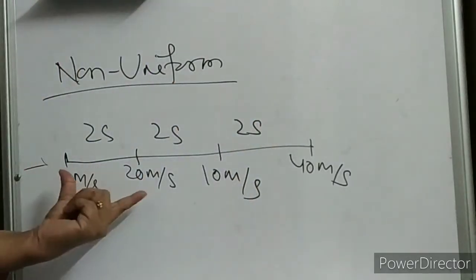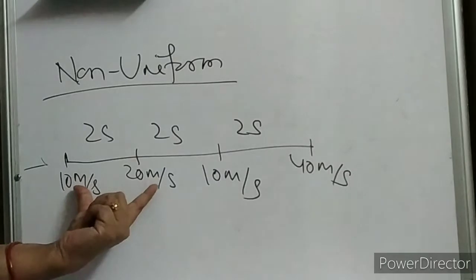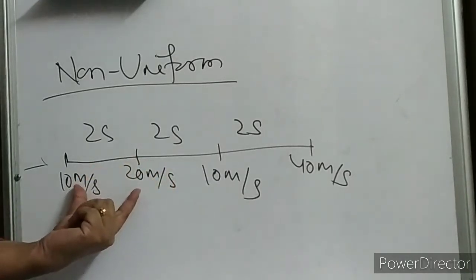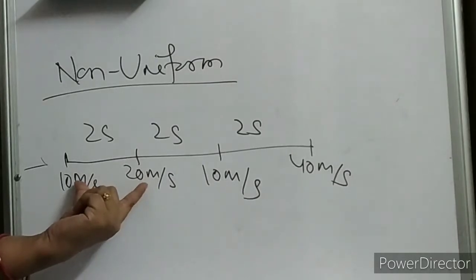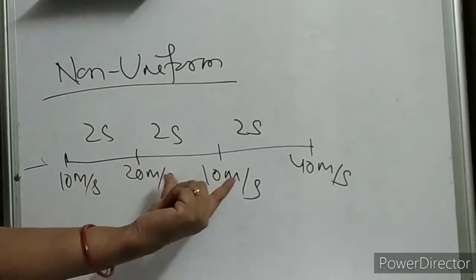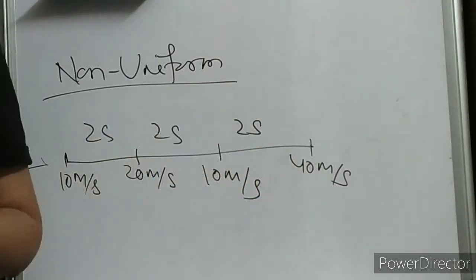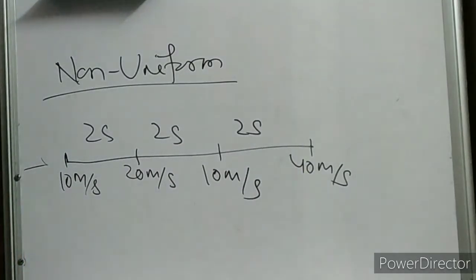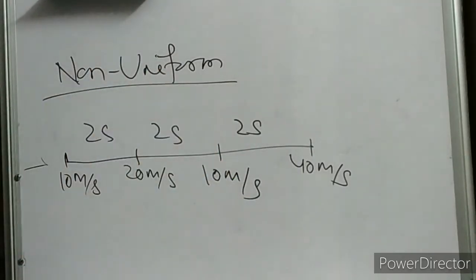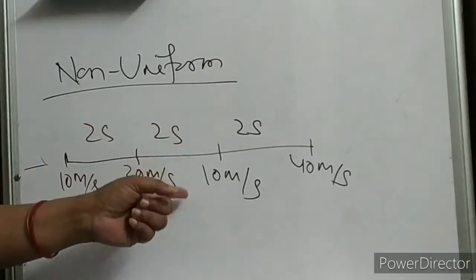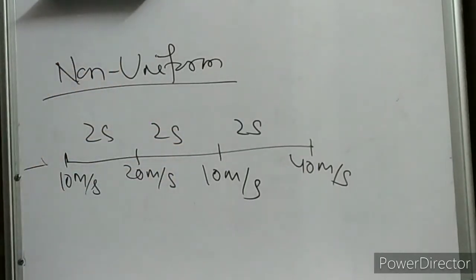See, velocity is increasing, this is unequal, this is 10, now this is again increasing. Here velocity is decreasing, here again velocity is increasing. So the velocity is changing, and the rate of change of velocity is different each time. Okay, so here the body has non-uniform acceleration.